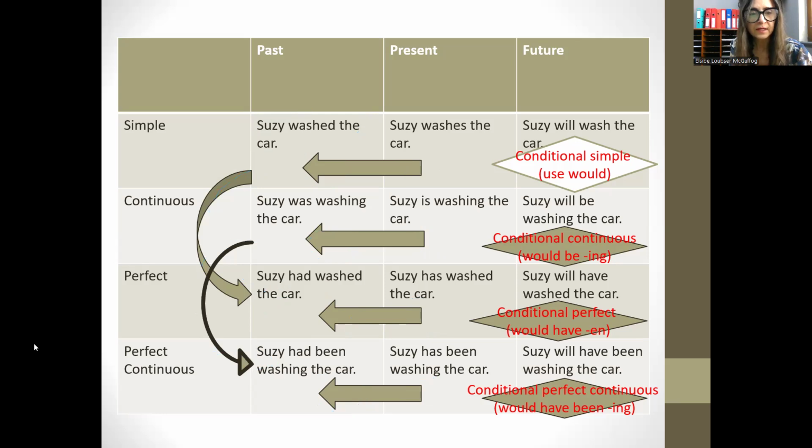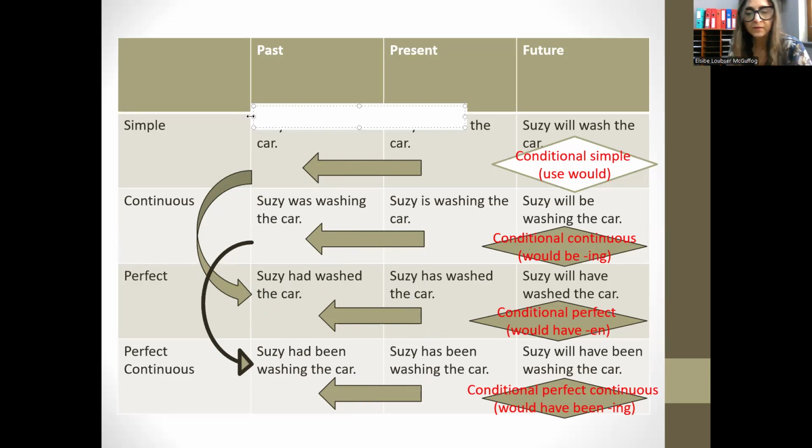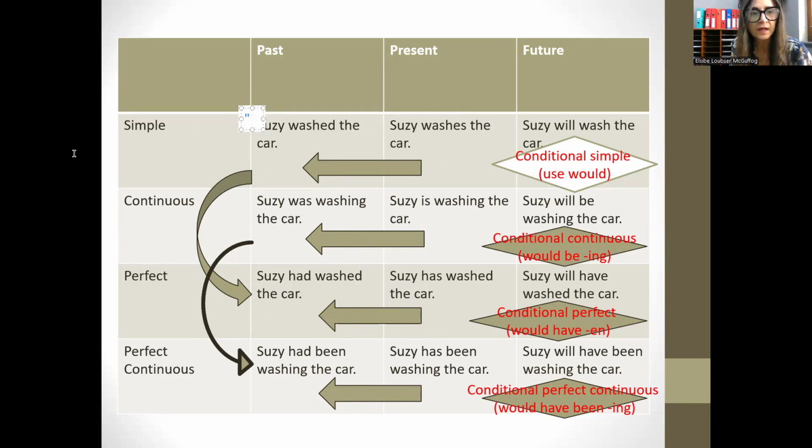So here you could see, let's say your sentence in direct speech is, you're going to put it in quotes. So your original sentence in direct speech is like this. Susie washed the car. So you're going to put it in quote marks. And you're going to say, said Tom, or something like that. Let me just make that sentence. "Susie washed the car," said Tom.